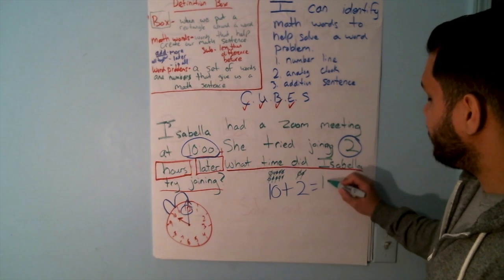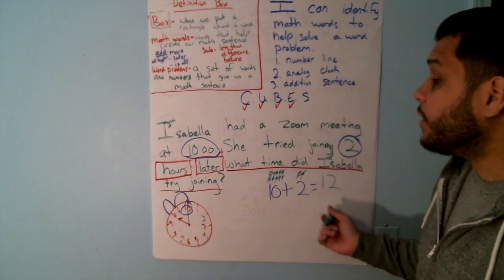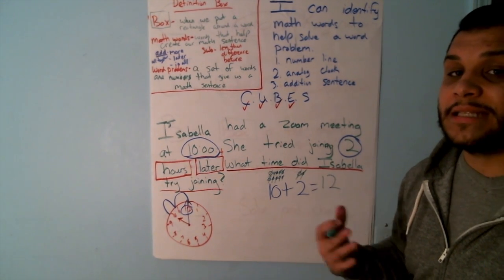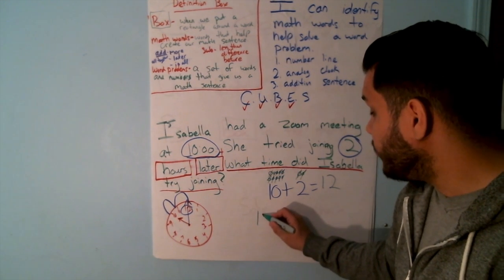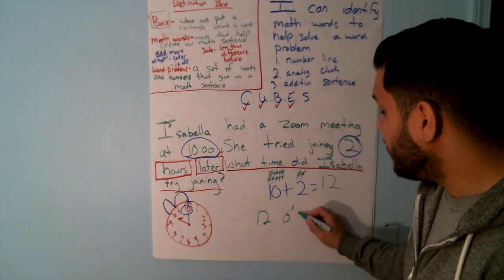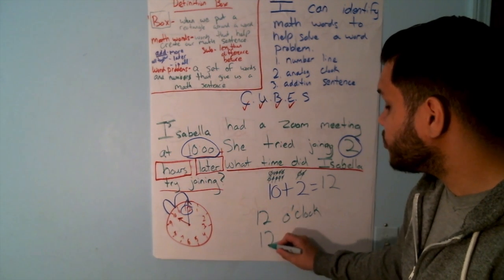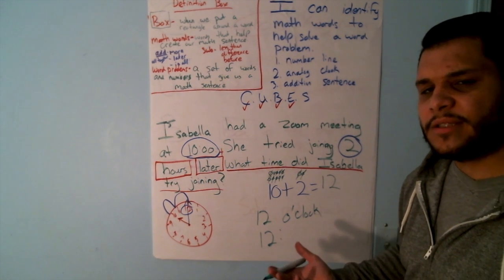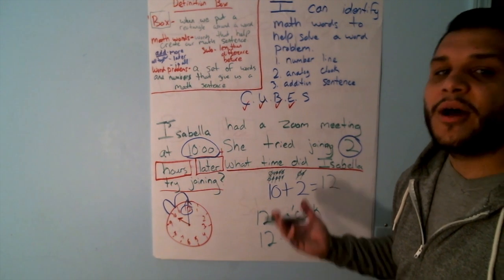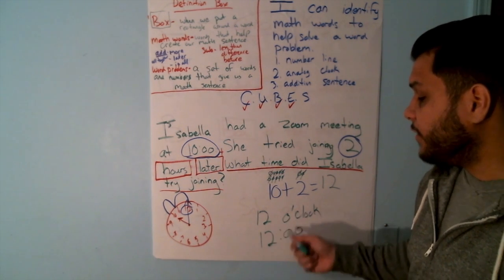Yes, 12. As I mentioned yesterday and on Monday, 12 cannot be my answer because 12 is not a time. I need to add something. So I can either write 12 o'clock, or I can write the number 12, my dots to separate my time. And how many minutes do I have in that time? Oh, that's right, 0, because it's a brand new hour. So 12 o'clock or 12:00.